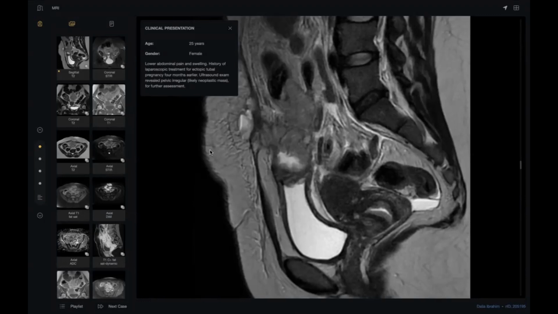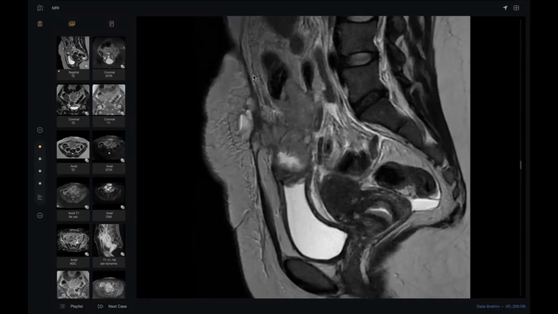A 25-year-old female patient presented with lower abdominal pain and swelling. She has a history of laparoscopic treatment for ectopic pregnancy. Can you request control? Fine.